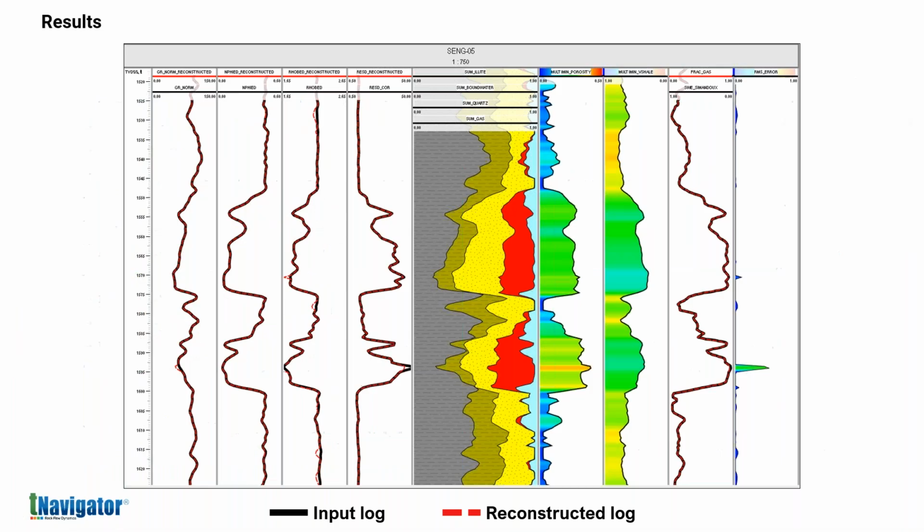So this is what the result looked like. In black was our input logs, in red was the output logs. You can see the stacked plots with the mineralogy, and then what we output is that porosity, that V-shale and saturations, and you can see the error on the far right there. So this adds a lot more flexibility by implementing this in Python, which wouldn't have been possible otherwise.